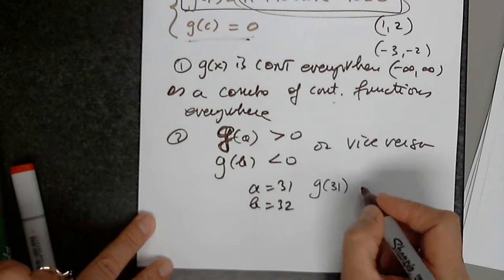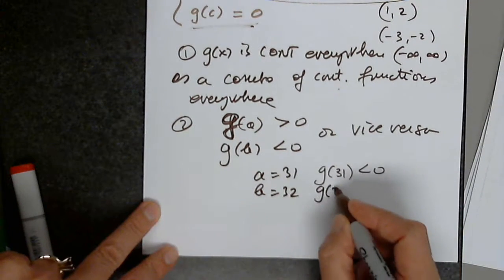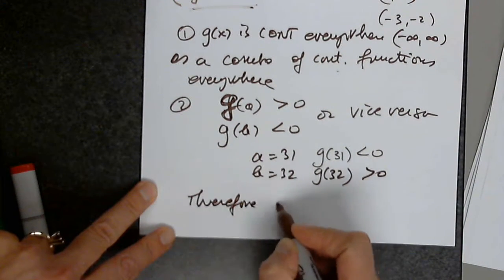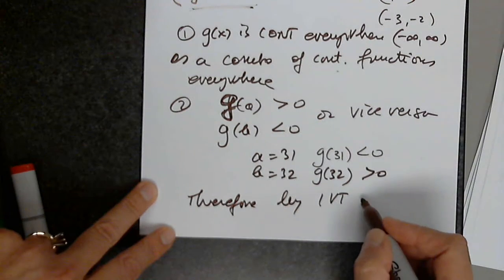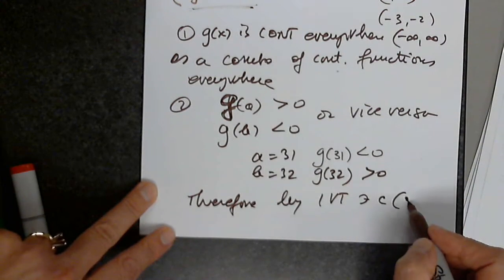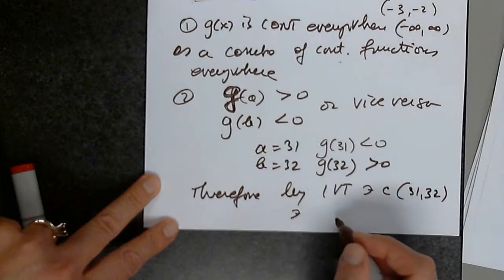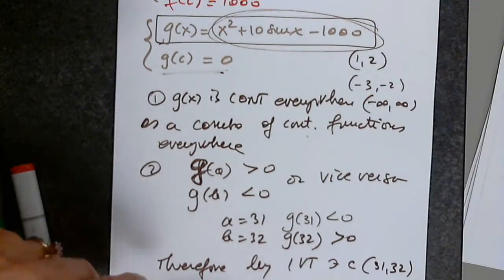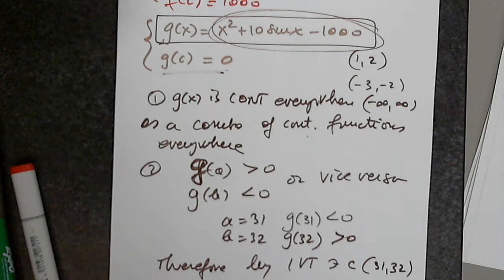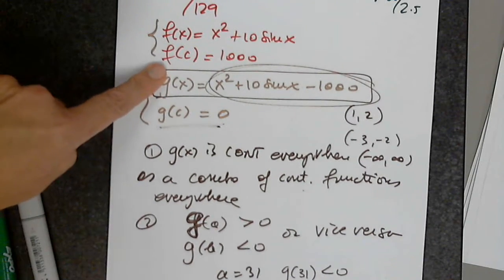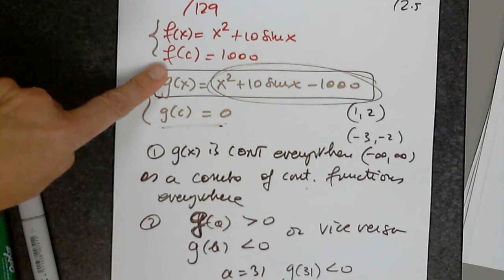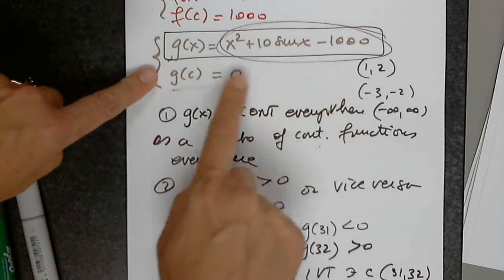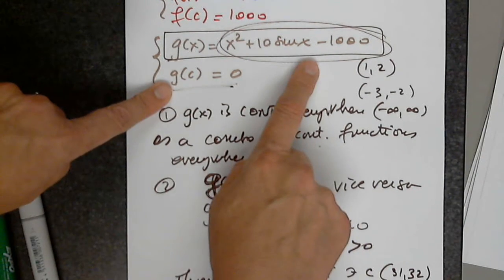G of 31 is negative. G of 32 is positive. Therefore, by IVT, there exists a C in the interval 31, 32, such that G of C is 0. Now, you will say, is the C the same for that? So I created a new function, and I determined the C for this.